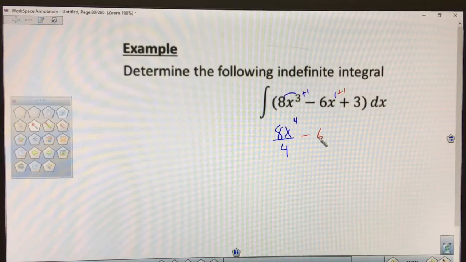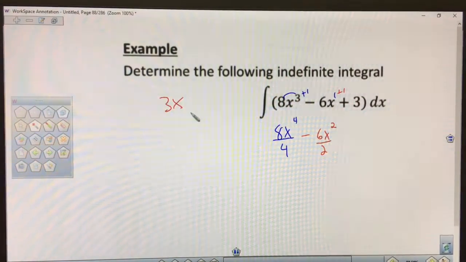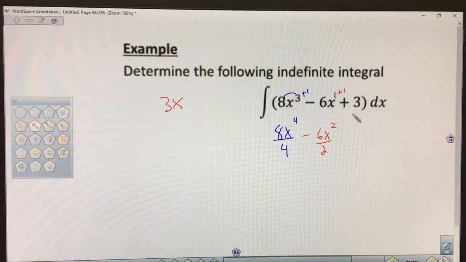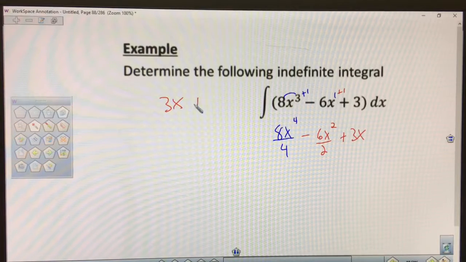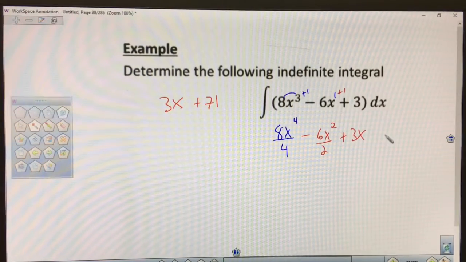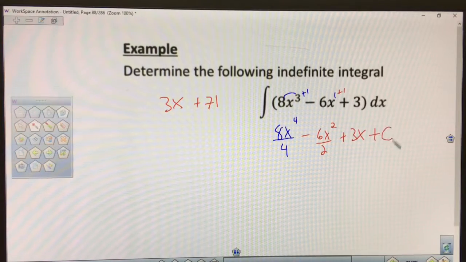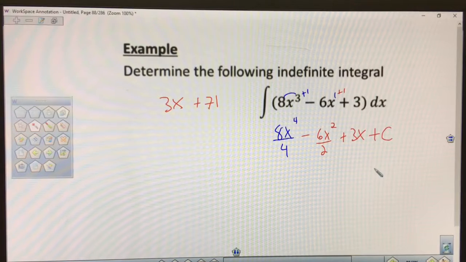That's going to give me negative 6x squared divided by what? 2. Now, what's the derivative of 3x? 3. What's the antiderivative of 3? 3x. Now, what's the derivative of 7? Yeah. What's the derivative of 71? Yeah. So there's a 0 here. So I don't know. There could have been some crazy constant number tagging along that you took the derivative of and it disappeared. So you tell them to put a plus c there at the back end.